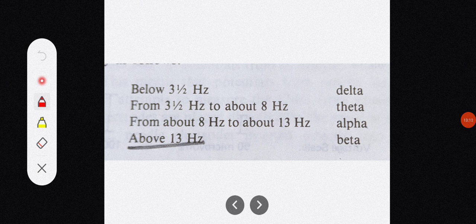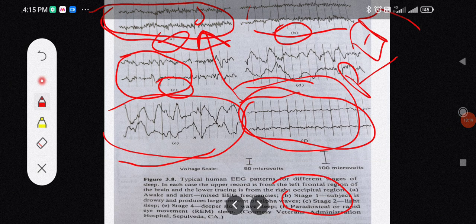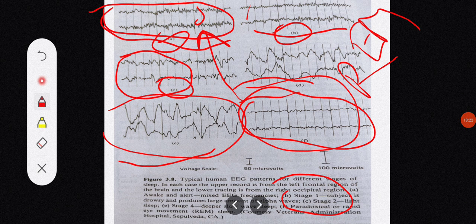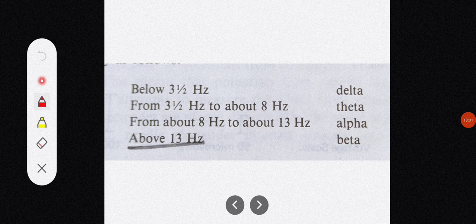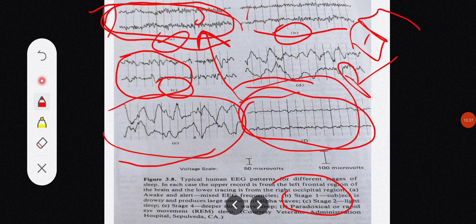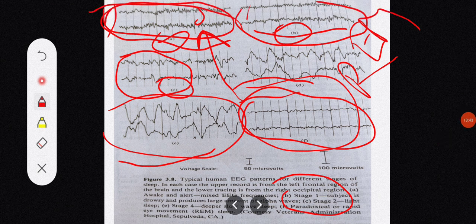Like, above 13 Hz the frequency is given the name beta. As I've told you, when the person is in an alert condition or wide awake, the frequency is greater than 13 Hz, so we can say the frequency is beta. And then in the next slide you can see that from about 8 Hz to about 13 Hz the frequency is alpha. As I've already told you, when the person is in a drowsy state, the frequency range varies from 8 to 13 Hz, which means this is the alpha frequency.